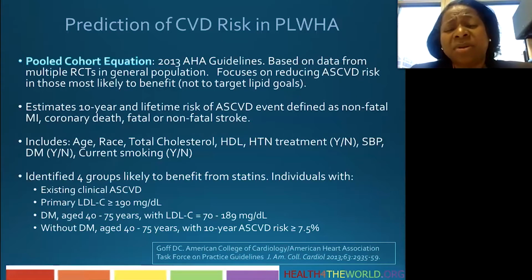They identified 4 groups likely to benefit from statins: people with existing clinical disease, all of whom should be treated; people who have an LDL of 190 or higher; people with diabetes, with an LDL higher than 70; and people without diabetes with a 10-year ASCVD risk of 7.5% or higher. And the pooled cohort equation of note is only validated for people aged 40 to 75 years old. So for some of our younger HIV-infected patients, you really can't plug their data into this cohort because you can't assess risk based on it.